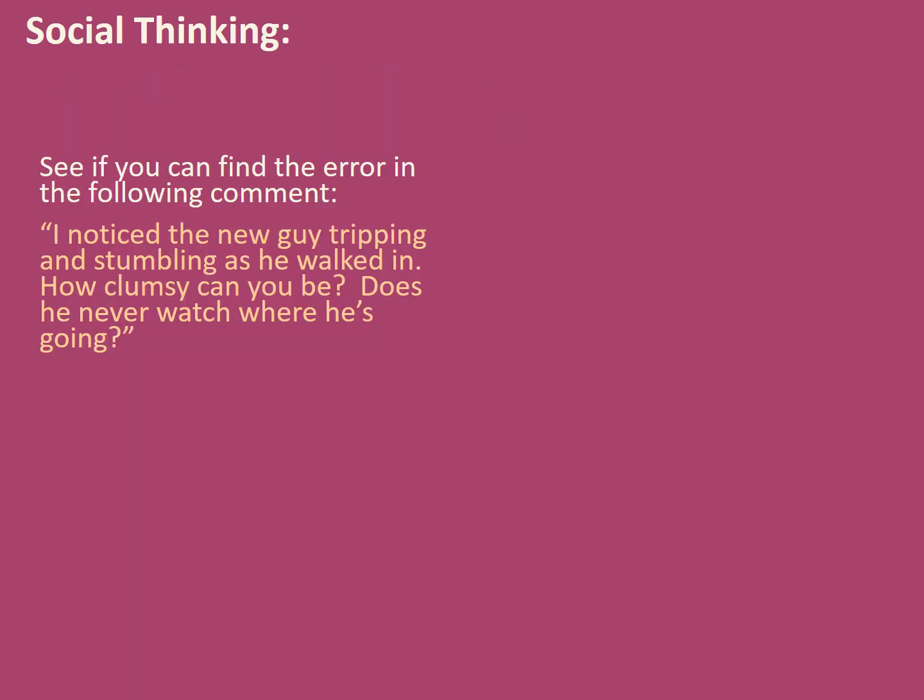So for example, you notice the new guy tripping and stumbling as he walked in, and you say, how clumsy can you be? Does he never watch where he's going? Look at this fool, falling all over himself as he walks in. What's wrong with him? Well, that's a dispositional attribution. You're attributing his falling to him being clumsy. It's his personality. It's a stable trait versus the situation. Something about the rug that he walked on or the carpet or something was on the ground that he tripped on.